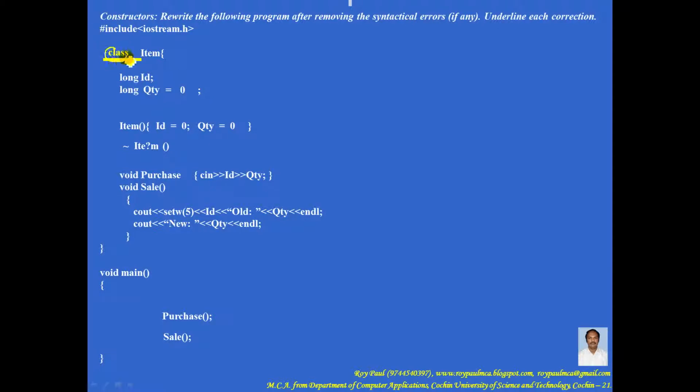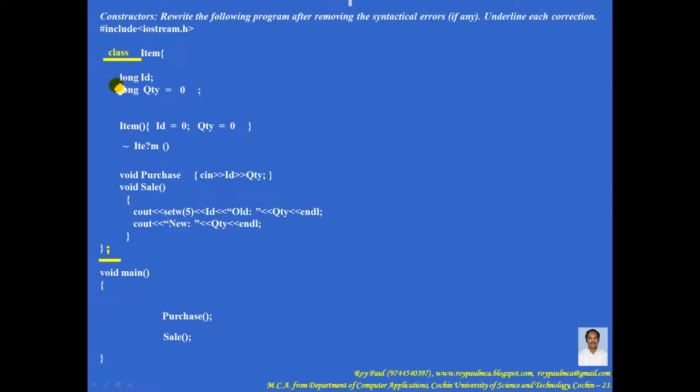So the keyword class followed by the name of the class, opening curly bracket, closing curly bracket, and here a semicolon should come. Semicolon is missing. So next mistake, I need to put the semicolon and underline the area where you make the correction. Yes, semicolon inserted and I underline the area.